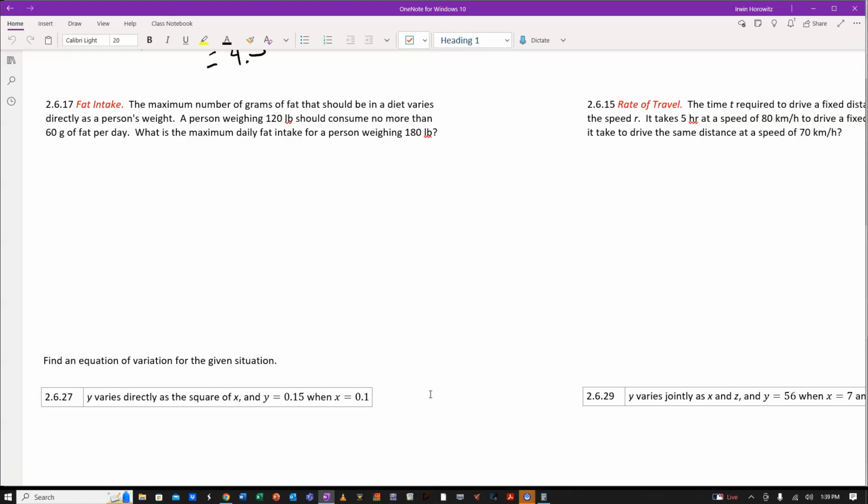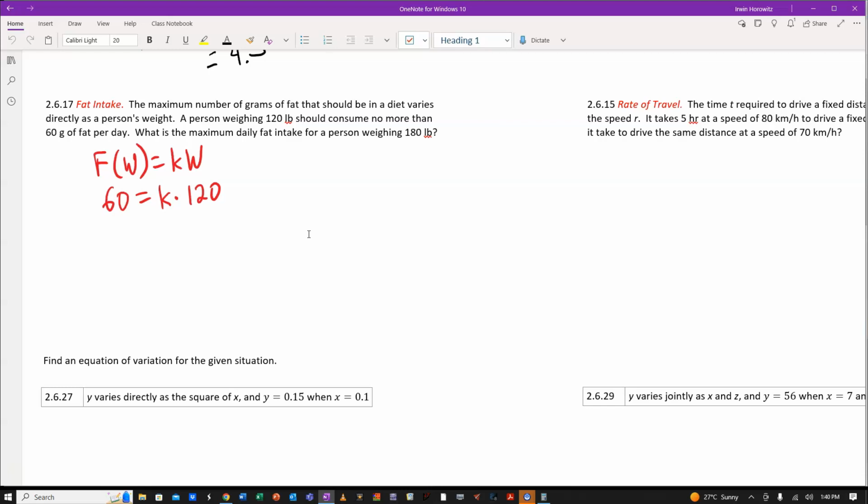So once again, this is a direct variation. As it says, the number of grams of fat varies directly as a person's weight. So we will define this as F of W equals a constant K times W. So the number of grams of fat will depend on the weight. We plug in the numbers that we are given. 120 pounds for your weight leads to 60 grams of fat. Don't be too concerned about the units in this case, just plug in the numbers. So 60 grams of fat equals K times 120 pounds.